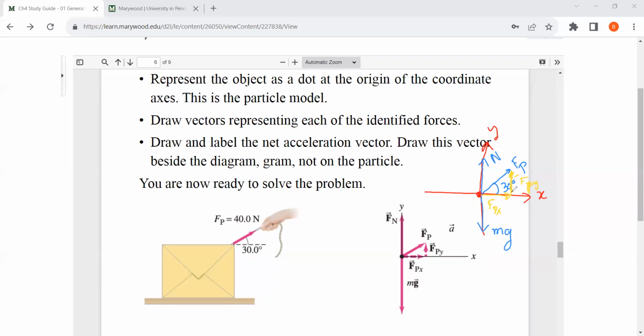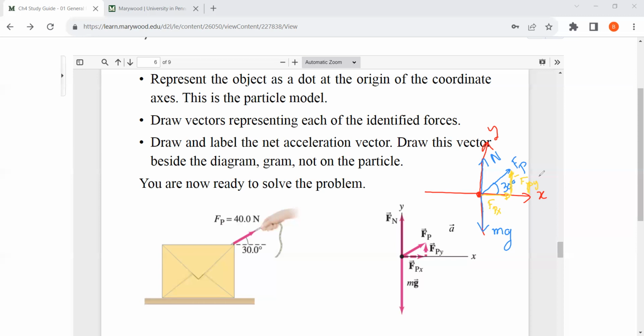So the bottom line here is, first we have to identify all the forces on the object and then draw the arrows. But if there is a force that is not either along the y-axis or the x-axis, then you have to break it, by using the analytical method that you already learned in chapter 3.